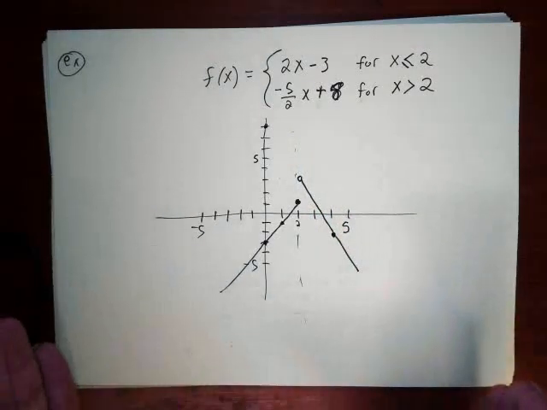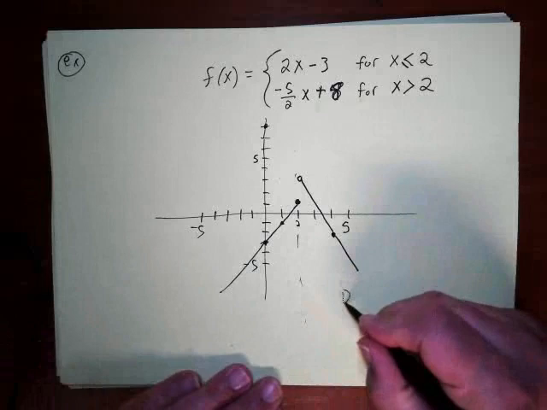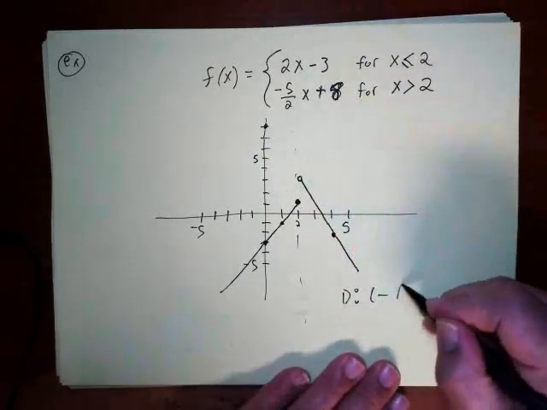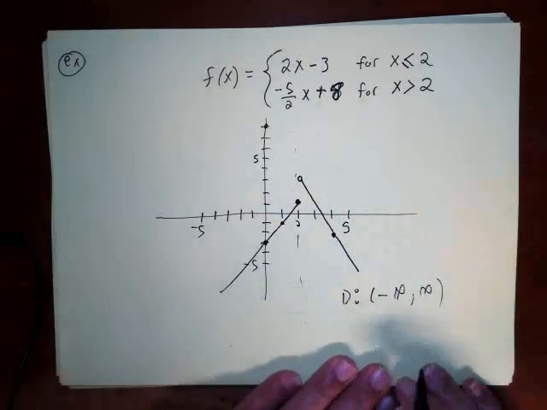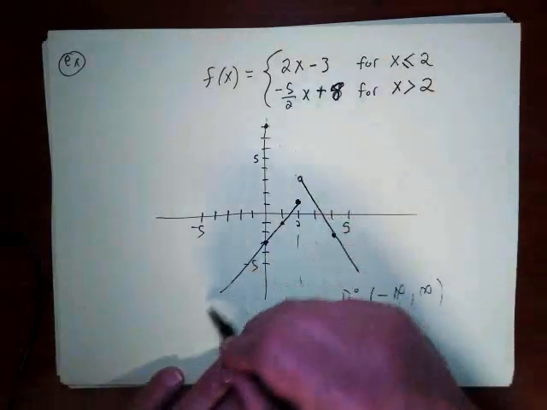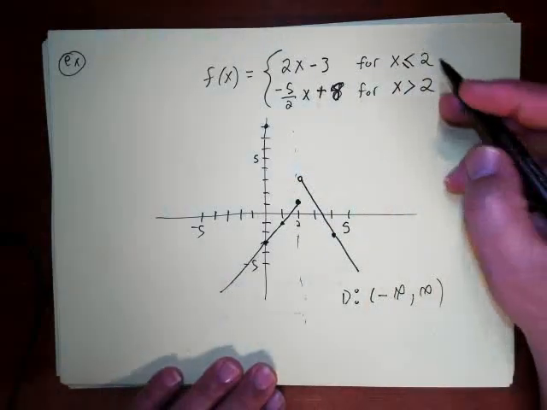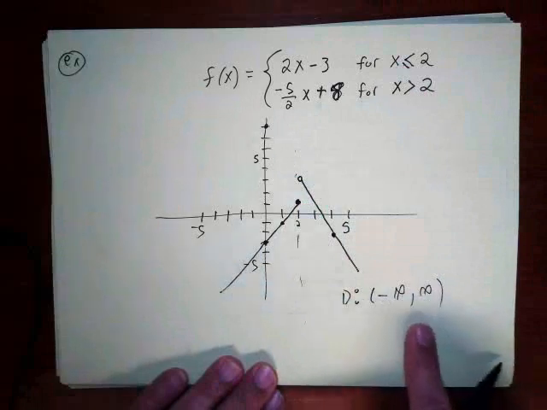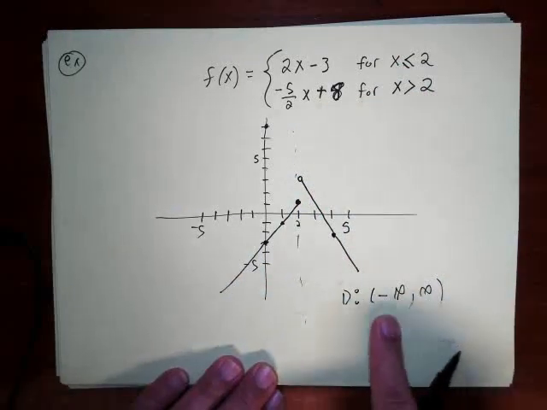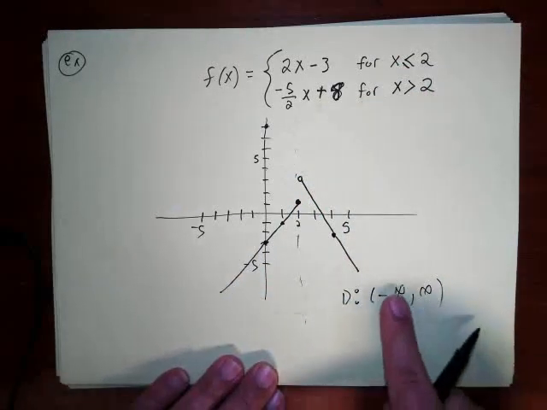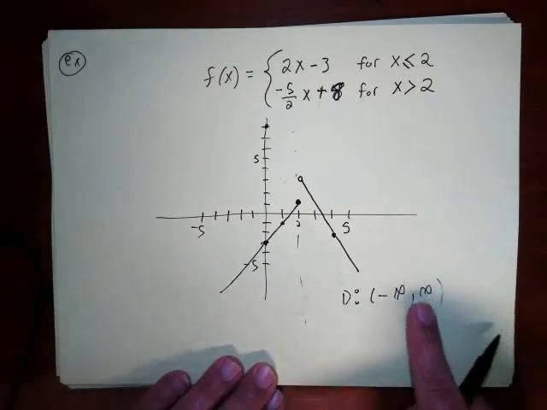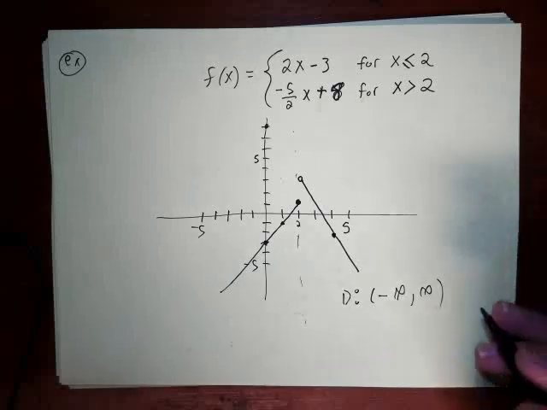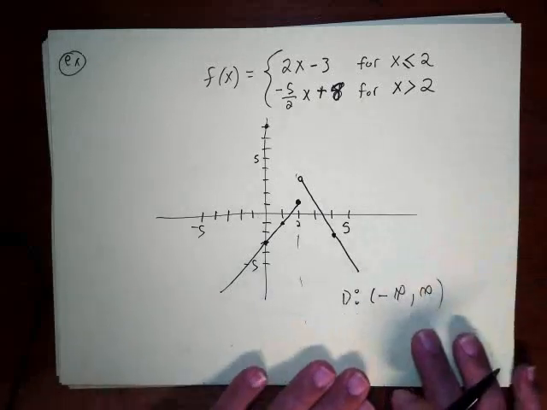Okay, so now let's determine the domain and range. The domain of this function is going to be all real numbers again: negative infinity to infinity. It's going to include the whole number line. Now, if I left that out so that this was an open circle, then I would have to leave out 2 here. And so it would be negative infinity to 2, curly bracket, union 2, up to infinity with the curly bracket. But otherwise, in this function it's all real numbers.